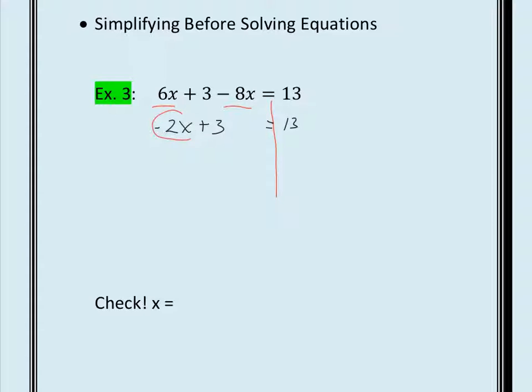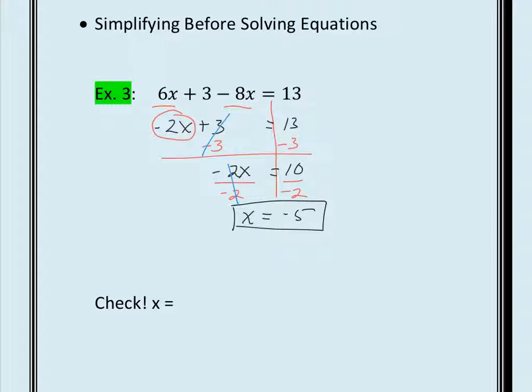My goal is to get the variable term by itself. To do that, I have to get rid of a positive 3 by subtracting 3 from both sides. The 3's cancel. I'm left with a negative 2x equals 13 minus 3, which is positive 10. To solve for x, divide both sides by negative 2. The negative 2's cancel, and we get x is equal to negative 5.